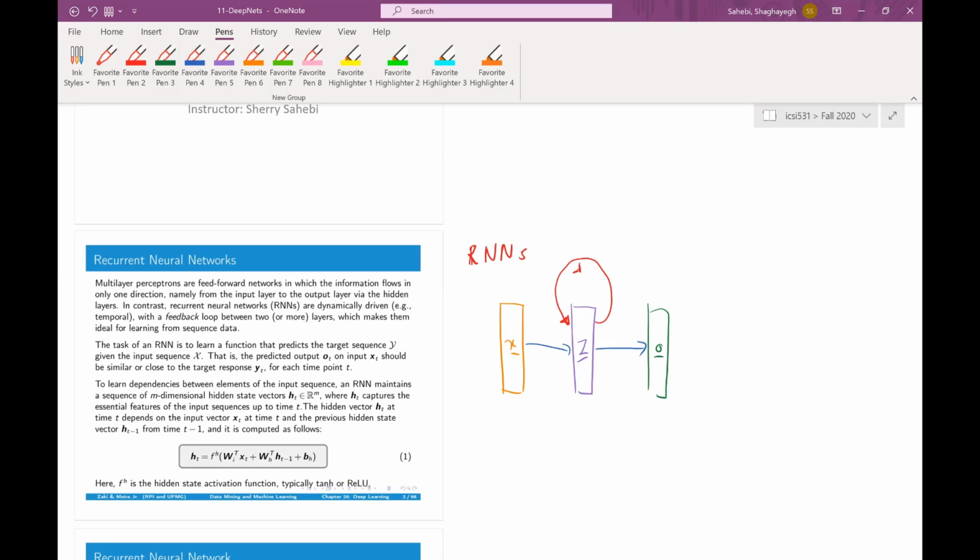So basically, it means that the output of hidden layer Z feeds back into the next time that we are calculating the value of Z. Z not only depends on your input layer X, but also on its own previous value. Previous is shown by -1 here. So we can think of it like a hidden state for our data.